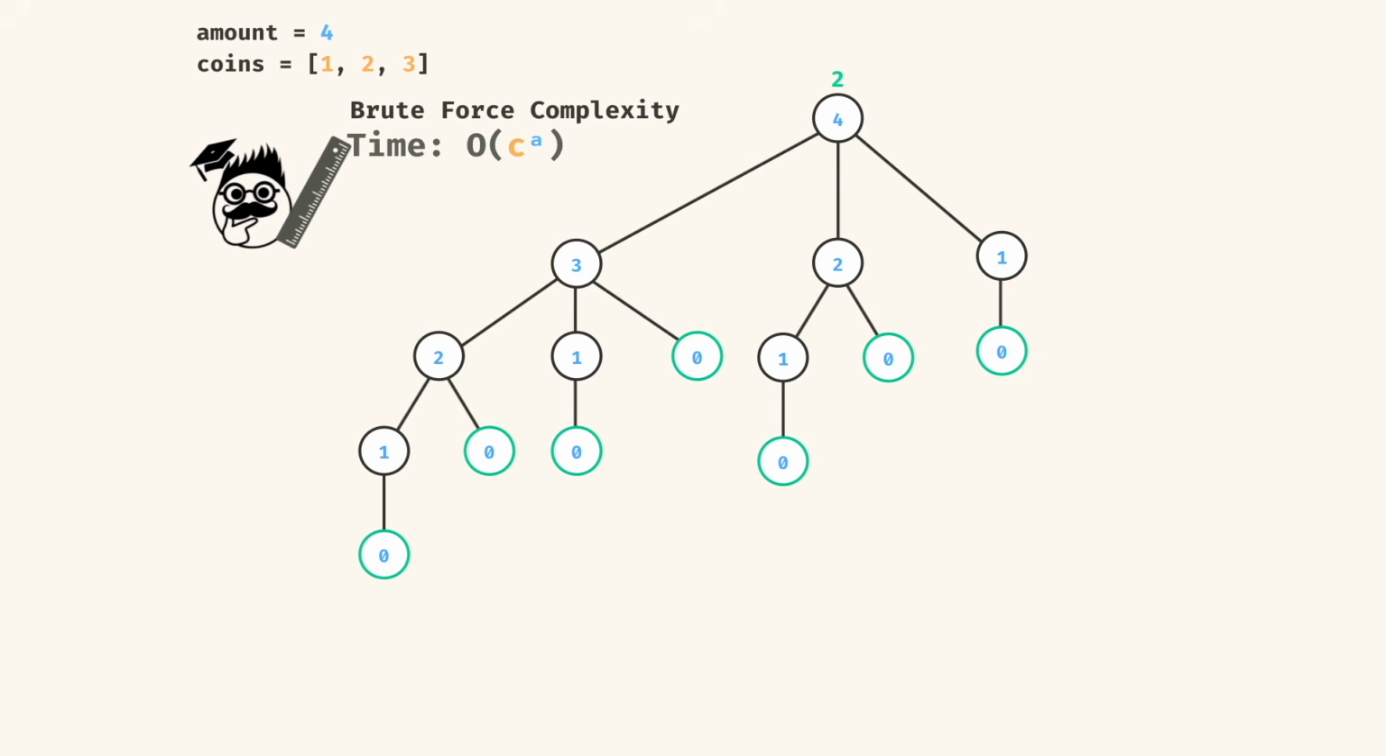My exponent here is going to be a, because that would be the height of the tree. We'll say that the space complexity is going to be O of a due to the call stack, because if you look at the height of this tree, it would be in the worst case a.